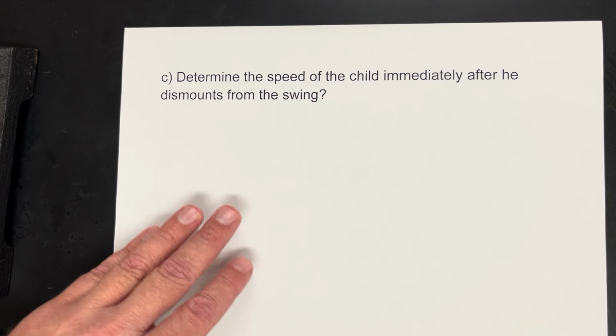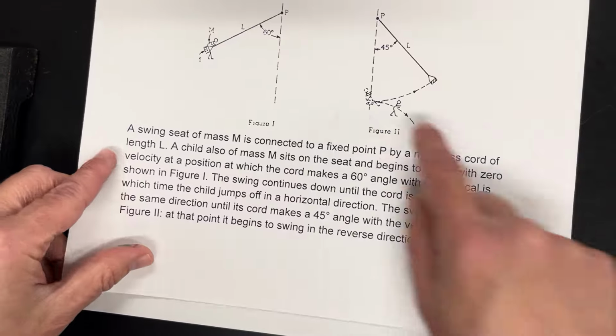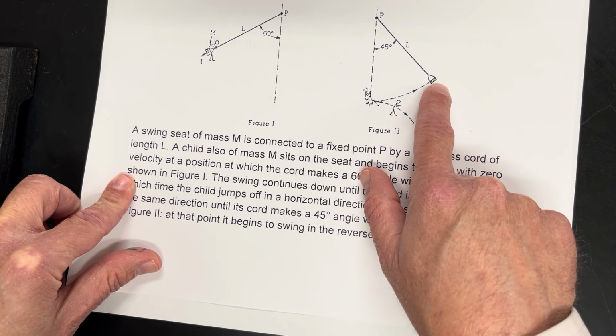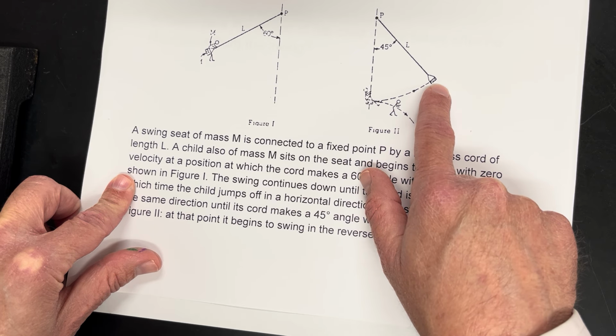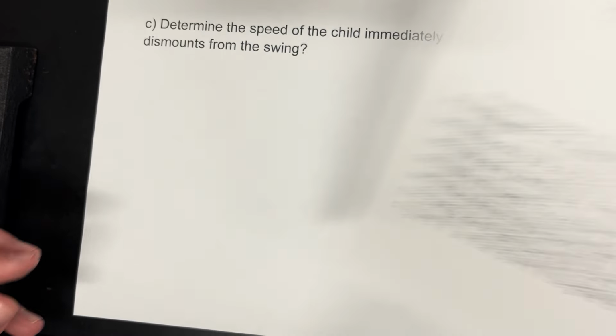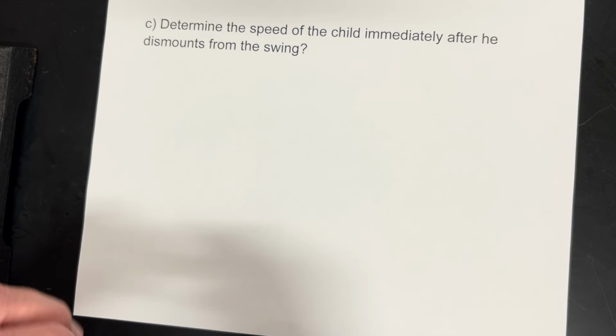So now we're going to get some conservation of momentum here. It says determine the speed of the child immediately after he dismounts from the swing. So here's the thing. The child jumps off here. He takes away, in a sense, velocity from the swing because it doesn't get as high as it started over here. That must mean that he gained velocity. And how are we going to figure that out? Through the conservation of momentum.